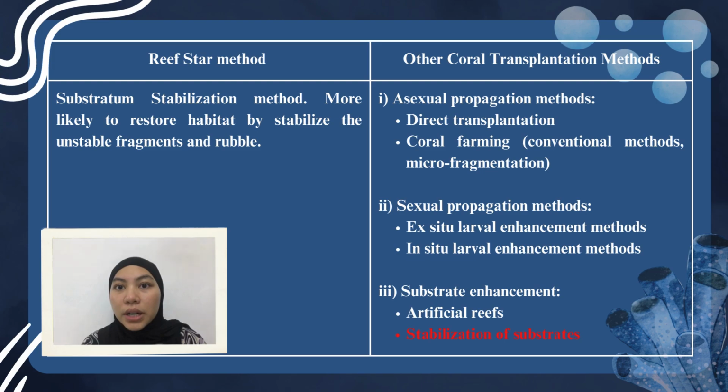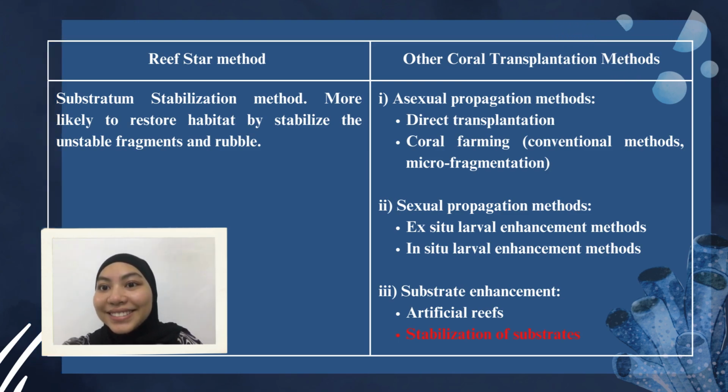The coral transplantation methods comprise various approaches. The first one is asexual propagation, including direct transplantation and coral farming using conventional or microfragment techniques. The second one is sexual propagation, larval enhancement both in situ and ex situ. The third one is substrates. Using them as artificial reefs also plays a role in stabilizing the substrate. This one is similar to the Reef Star method. Okay, we move to the next slide.